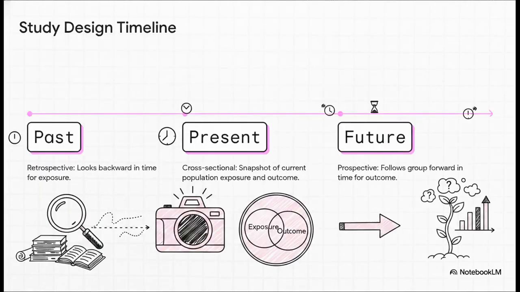When you're evaluating those observational studies, time is literally your best orienting tool. A cross-sectional study? That's a present-day snapshot. It looks at the exposure and the outcome at the exact same moment to give us a prevalence. A prospective study grabs a group of patients right now, today, and follows them forward into the future to see what develops. A retrospective study, though, stands in the present and looks backward in time, usually digging through medical records to piece the whole story together.